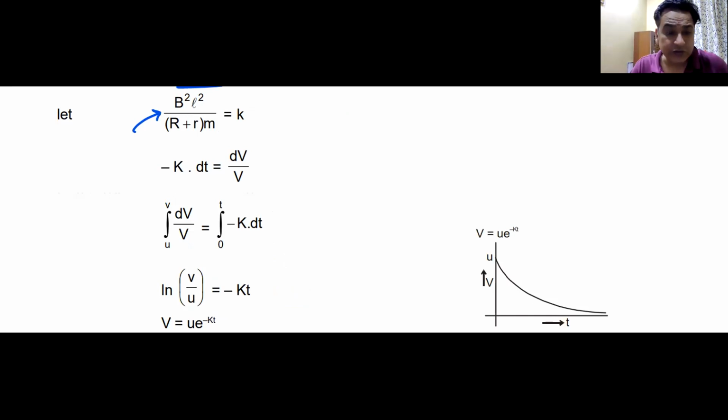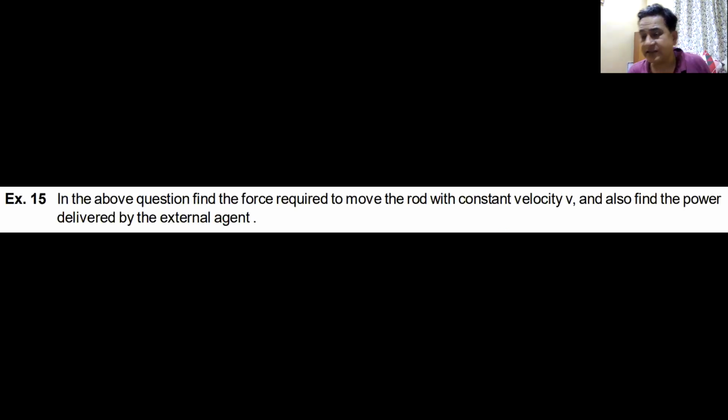Great. As I told you, there are different variations of this question, and this is one of the variations of the question. Now, if this question comes, this could be a part of the stem. Could have 2 or 3 questions coming in the stem, and this is the question that could be the next question in the stem. In the above question, find the force required to move the rod with constant velocity v, and also find the power developed by the external agent.